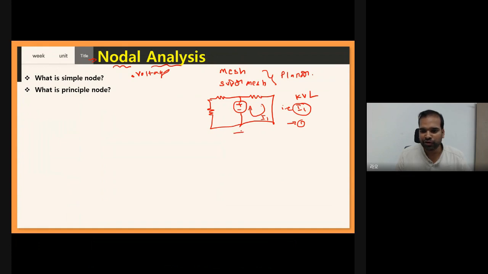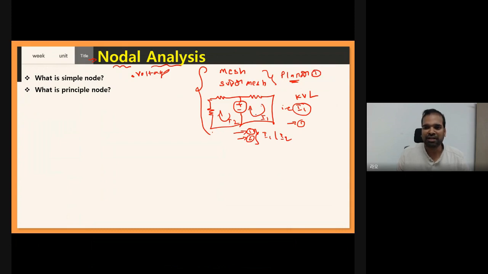Let us consider another circuit. How many closed circuits do you have here? Two. Therefore if you apply KVL in loop 1 you will get equation 1, and if you apply KVL in loop 2 you will get equation 2. By using Cramer's rule you can find mesh currents I1 and I2. Once you know mesh current, you can find any other unknown parameter in the given circuit. So what you have to understand here: mesh or super mesh analysis you can apply only for planar circuit. This is point number 1.